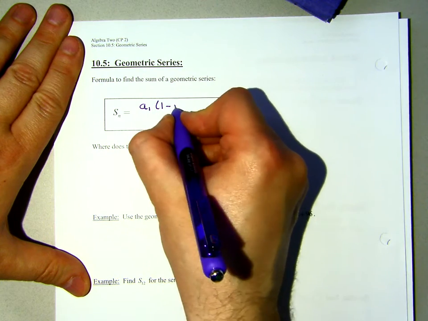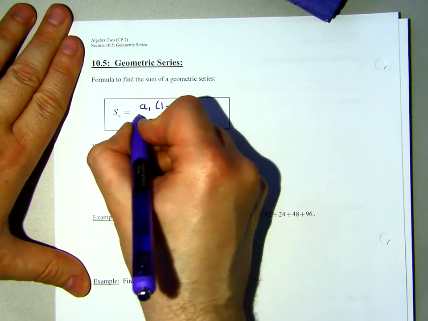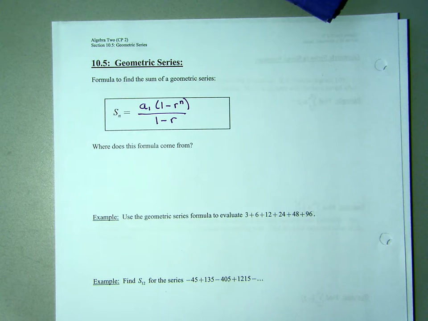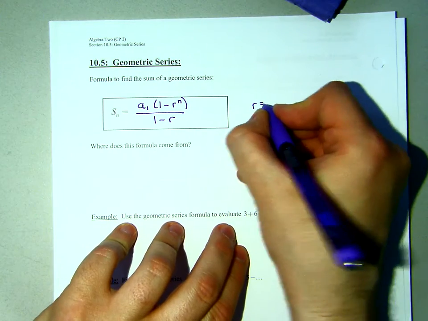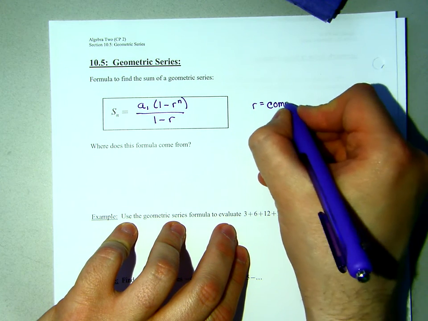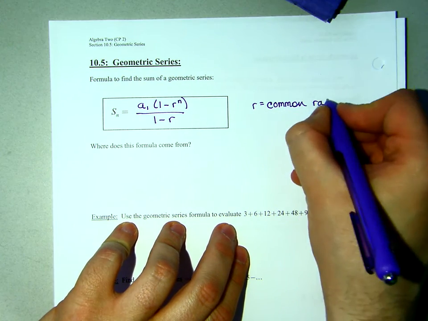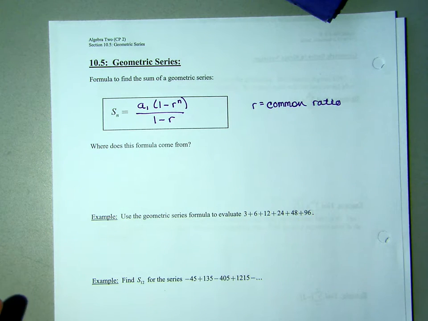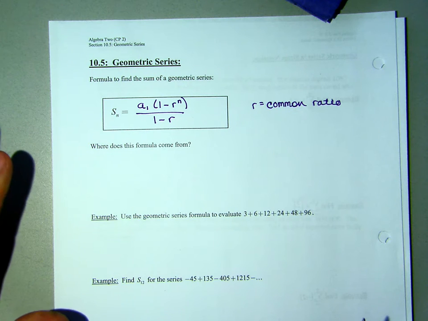A1 times 1 minus r raised to the n over 1 minus r. Please copy this down. A sub 1 times, in parentheses, 1 minus r raised to the n, all over 1 minus r. R is our common ratio, because that's what we have when we're dealing with geometric series. And I don't think I have to define anything else because A1 we've been using as the first term, and n is the number of terms.